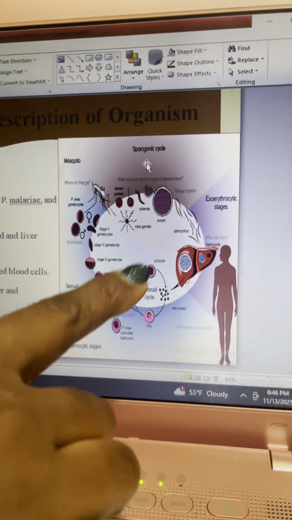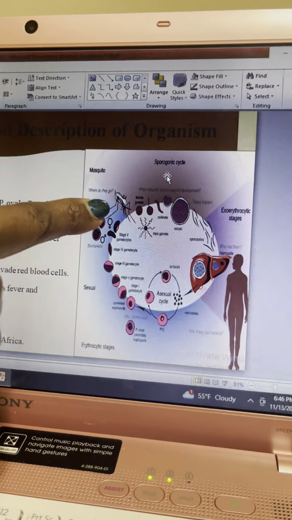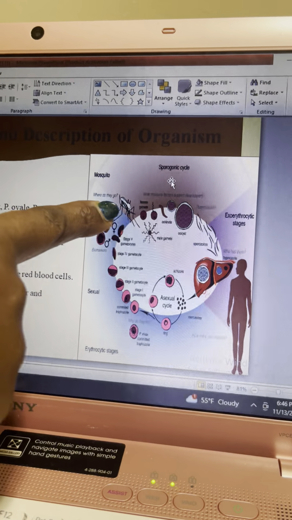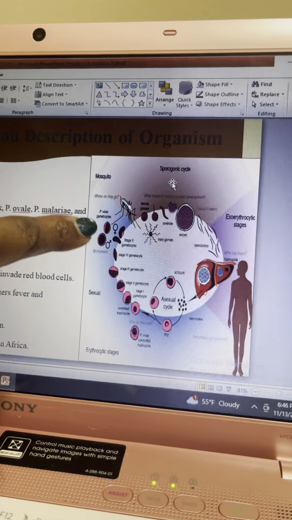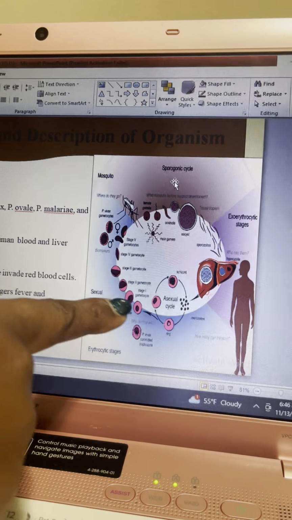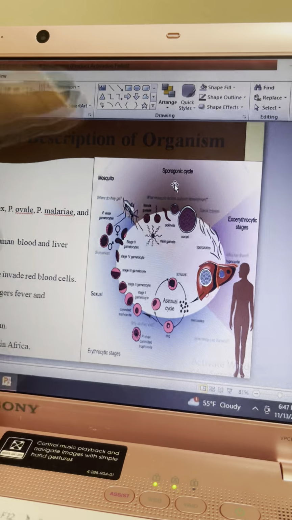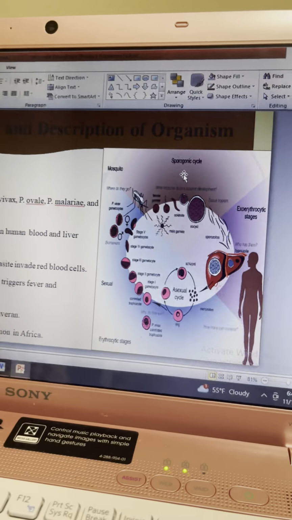On my right, I have a picture. It shows the cycle from when the human receives the mosquito bite, then how the germs are spread in the body, up to the last cycle where the disease is manifested.